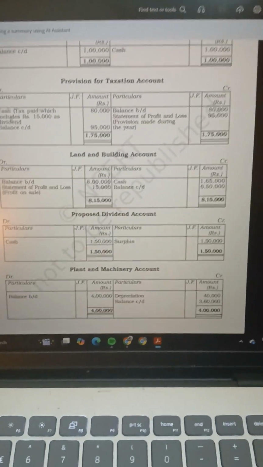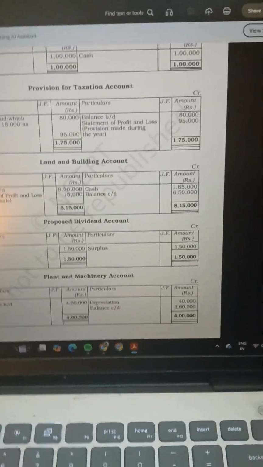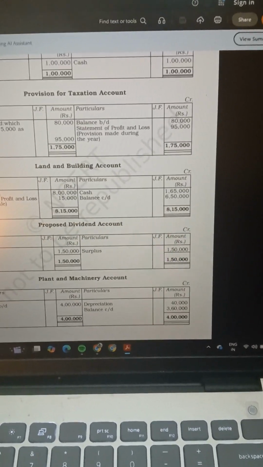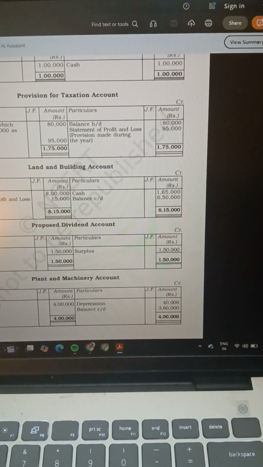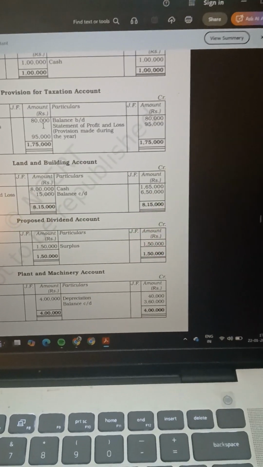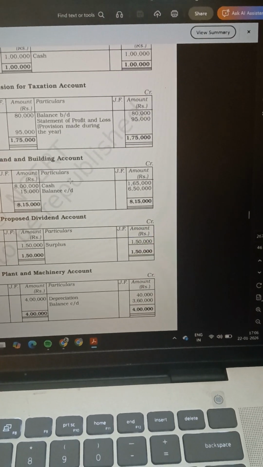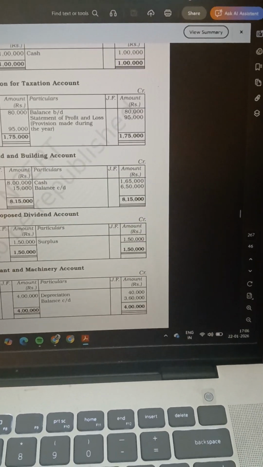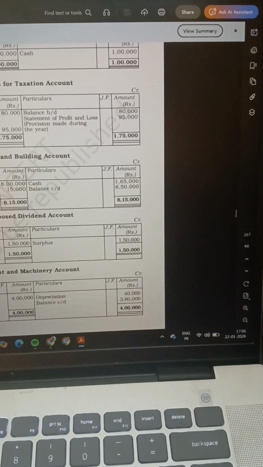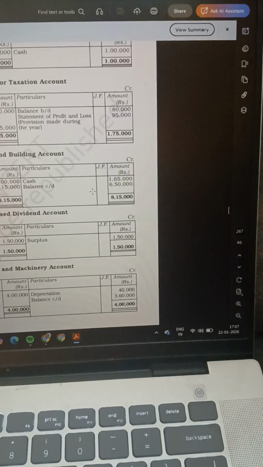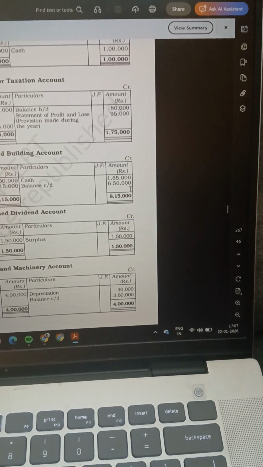So on the debit side, cash includes tax paid. In brackets we have to show the tax paid, which includes the 15,000 as dividend. The amount is 80,000. Then the land and building account. The previous year balance is 8 lakh and this year is 6 lakhs 50,000.